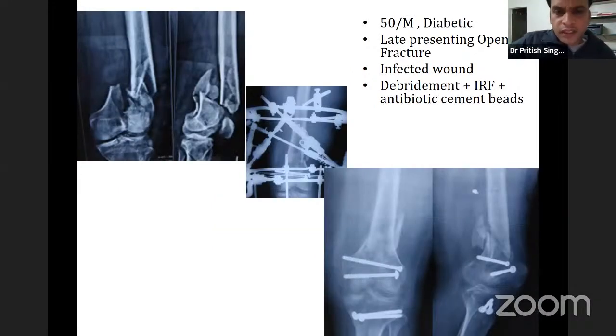Again, another male patient, a diabetic, with a late presenting infected open knee with a bad fracture of the distal femur. He was again treated by software guided realignment and Ilizarov ring fixator. This is his final result. There was good healing and good alignment of both the cortices.